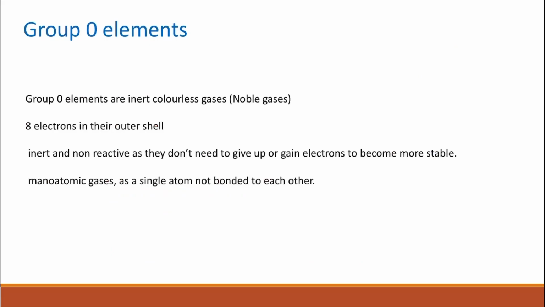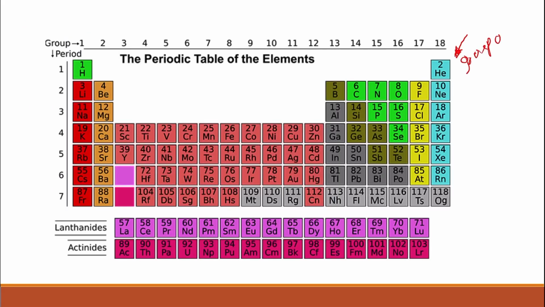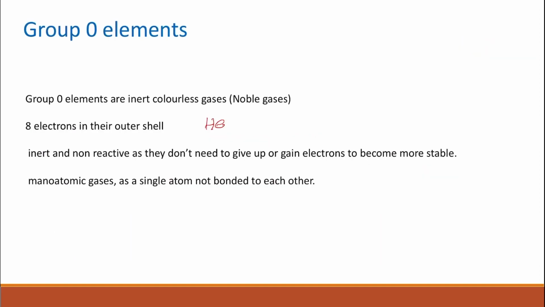The only exception is the first element in this group, which is helium. Helium has a maximum of 2 electrons in its outer shell. The reason behind this is that helium only has one electron shell, and the first electron shell has a maximum capacity of 2 electrons. So it still follows the rule of a full outer shell.